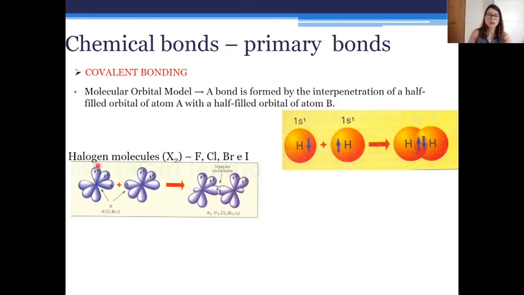Okay, so in a more complex situation, or with a more complex shape of these subshells, in the case of halogen molecules, you can see the shape of the p subshells filled with the valence electrons is more complex, and we have interpenetration of these two orbitals of these two molecules in order to share this electron and create a covalent bond.